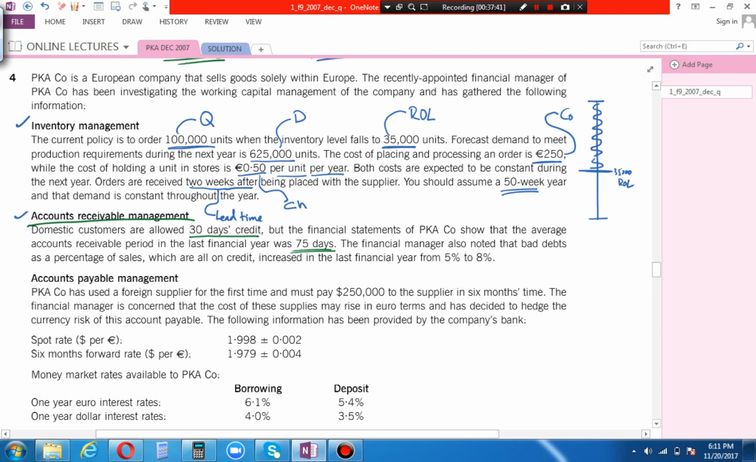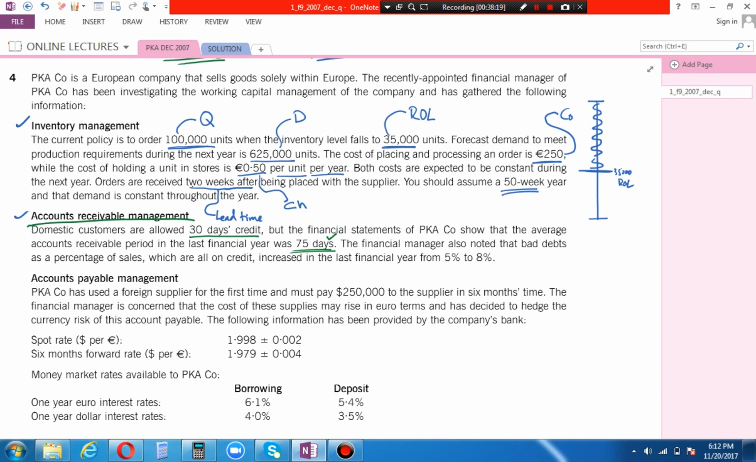Well, here's a question for you. The company has allowed the customer to pay in 30 days, but the customers actually pay in 75 days. So which one would be our receivables days or receivable period? Well, the answer is that the actual time that the customer takes normally would be our receivable period, not 30 days. 30 days we have allowed them, but the customer may not pay always on time. So as we can see in this case, the customers are paying late, they don't pay on time.